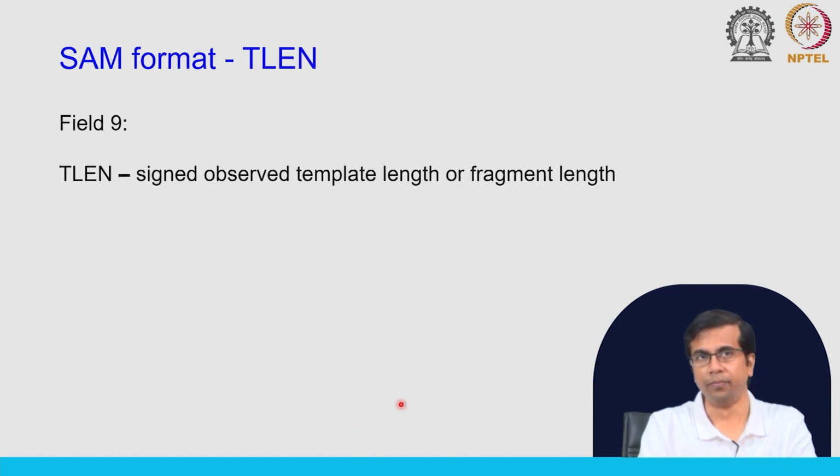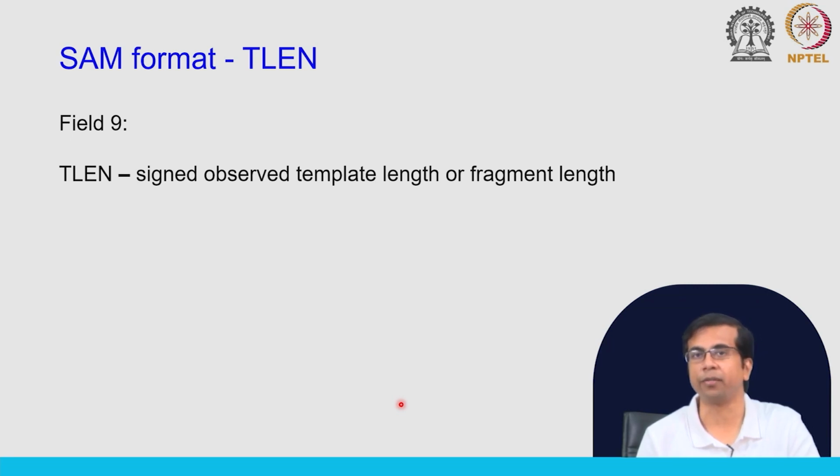So, what about field 9? Field 9 gives you something called the signed observed template length, or fragment length. This is important if you are dealing with paired end data, where you probably want to determine what kind of fragment length you got from your experimental procedure.